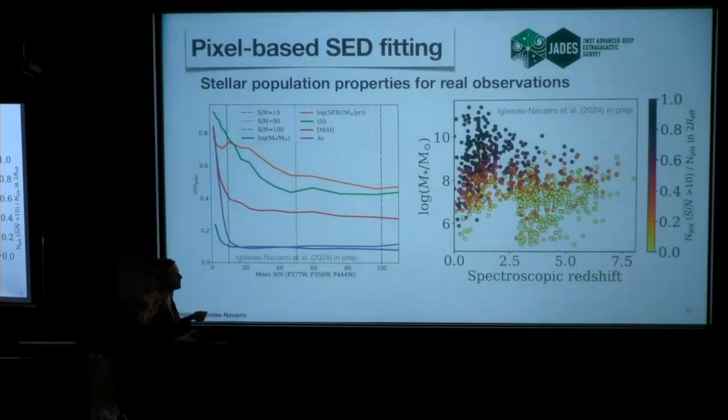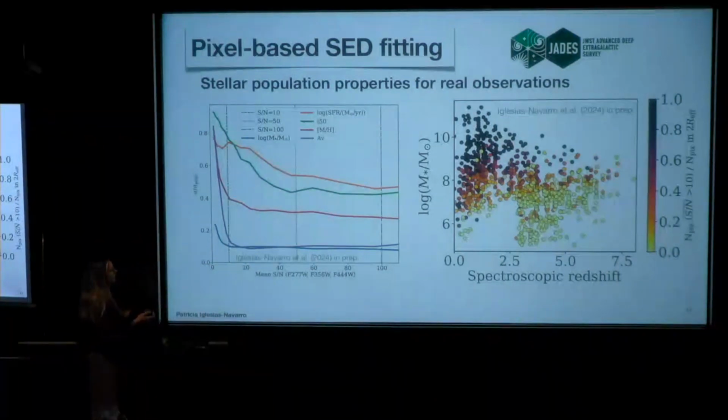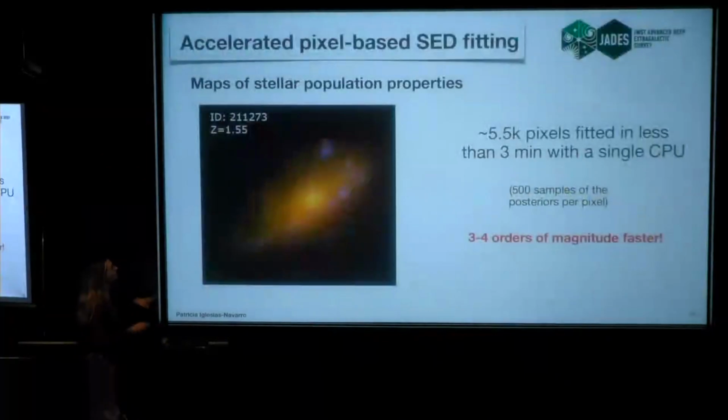And we see that we have enough pixels with that signal to noise, even at redshift 5, at a solar mass of 10 to the 8. So we really can fit a wide range of galaxies in this way. I'm just showing here this galaxy. This is the galaxy I'm going to fit today, even though we can do that for 1,000 of them.